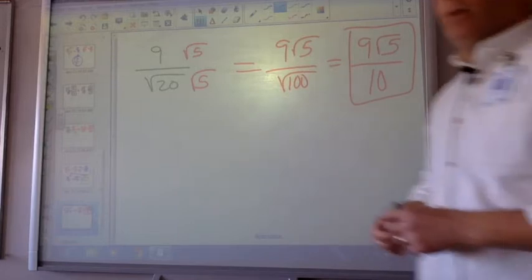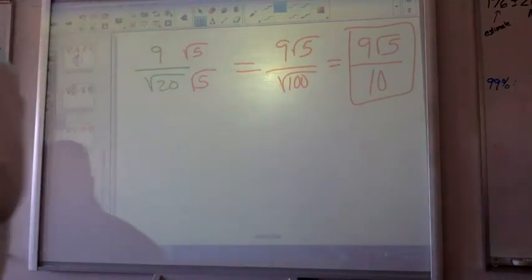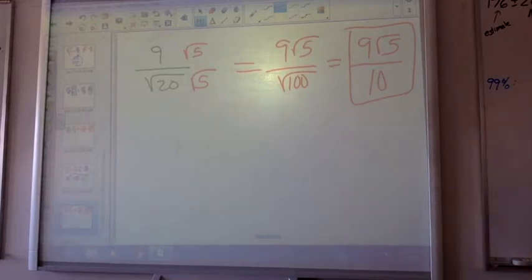Any questions on what we've done so far? Yeah. So if there's one number that's outside, doesn't have a radical, you can't multiply it by something. Right. Okay. So it just combines together. It's like an X.